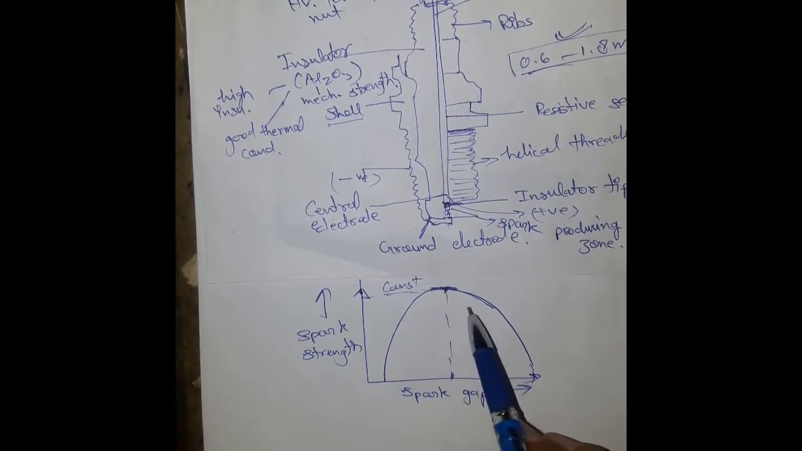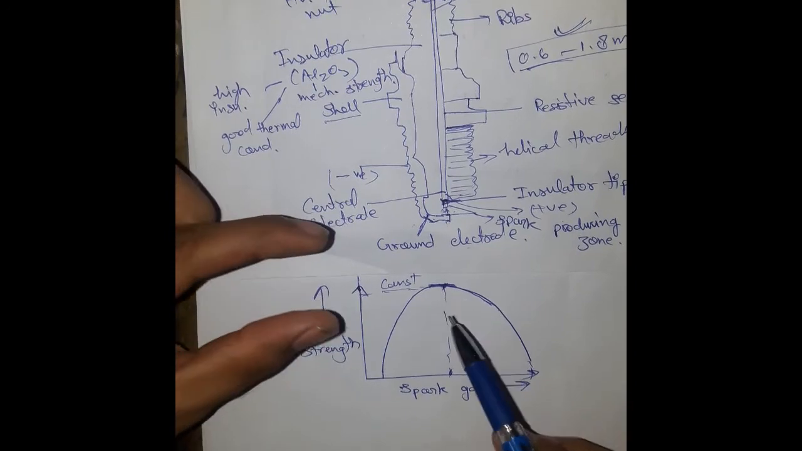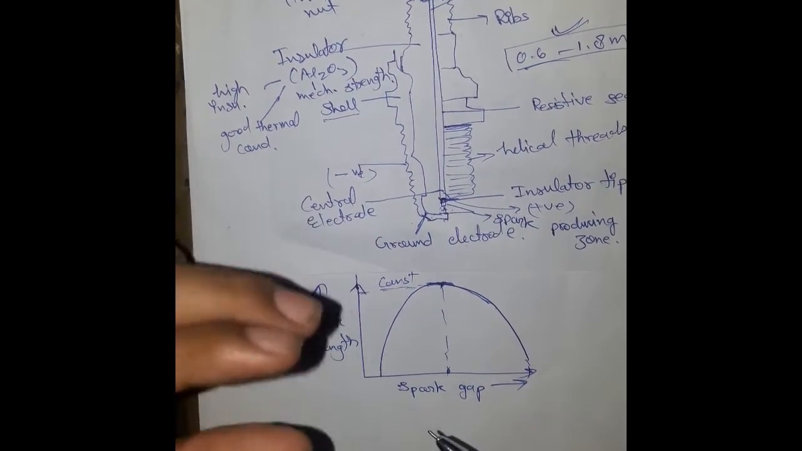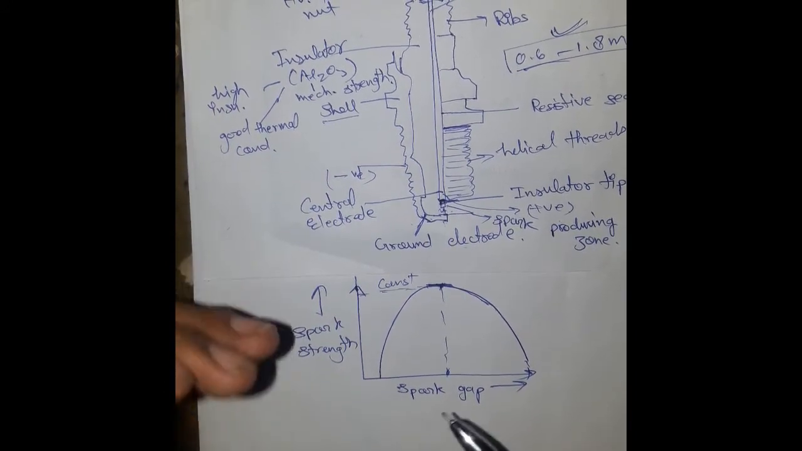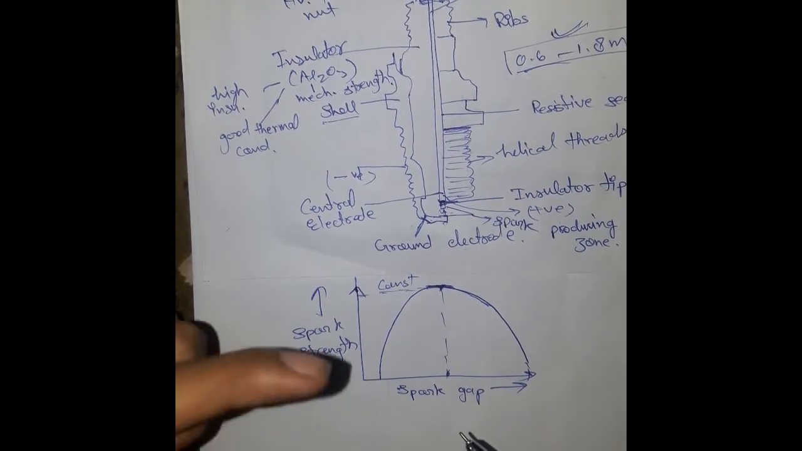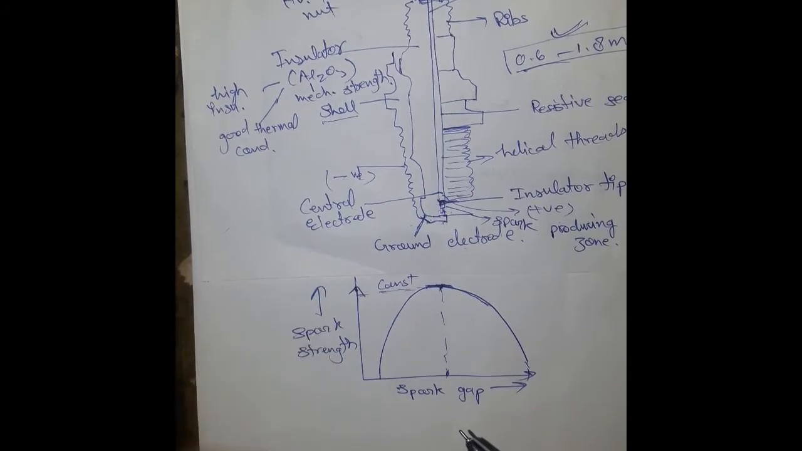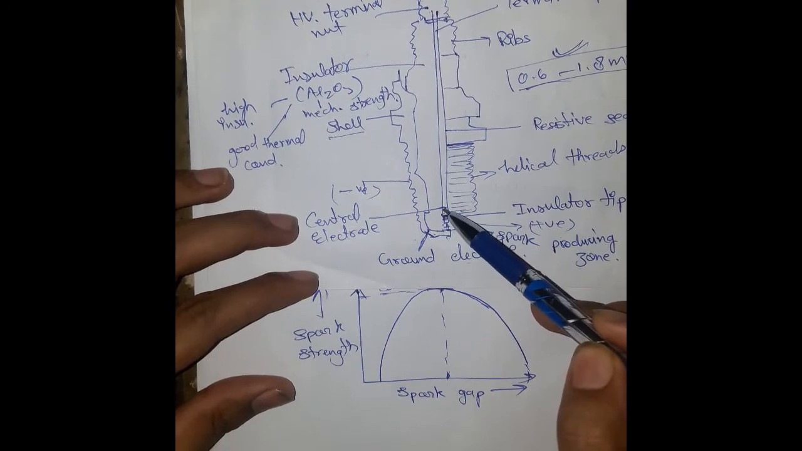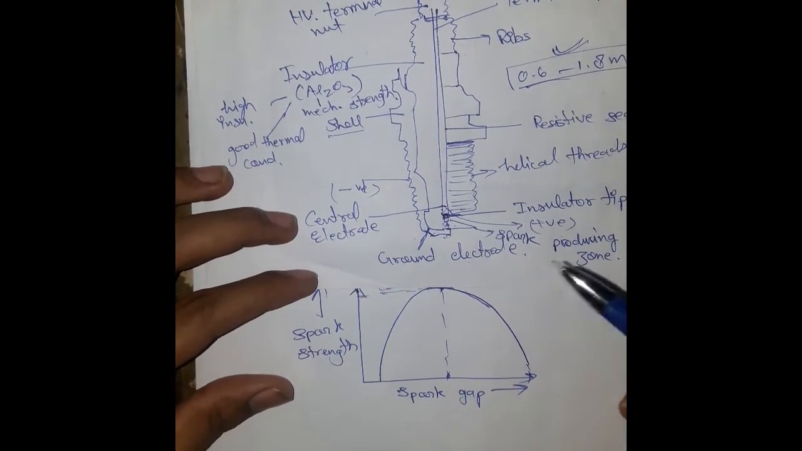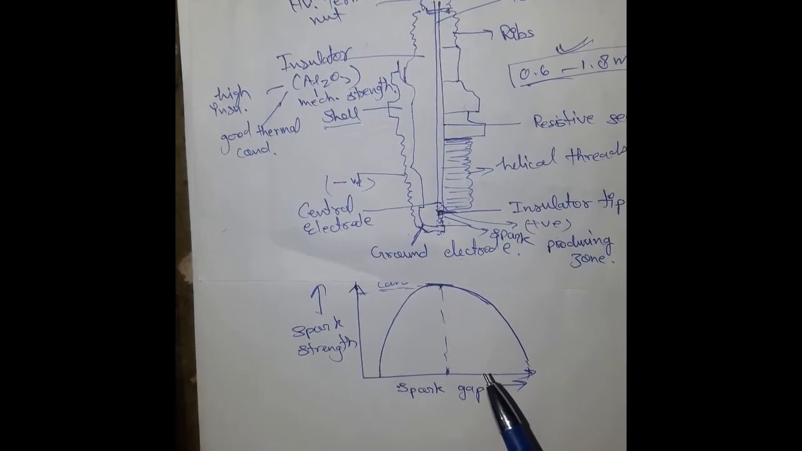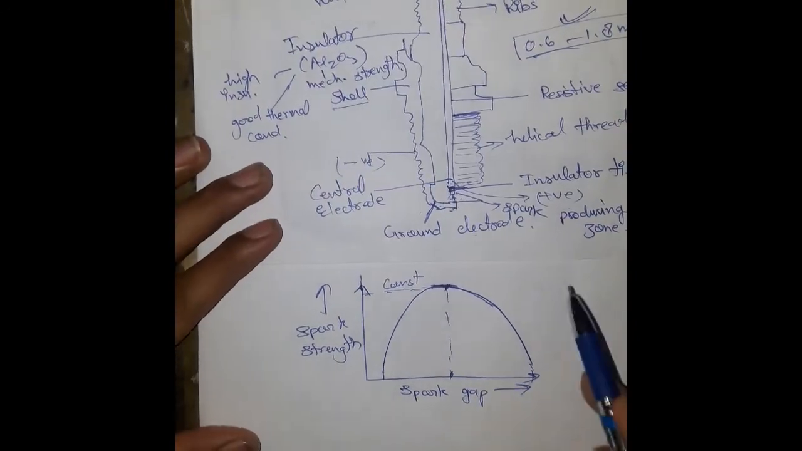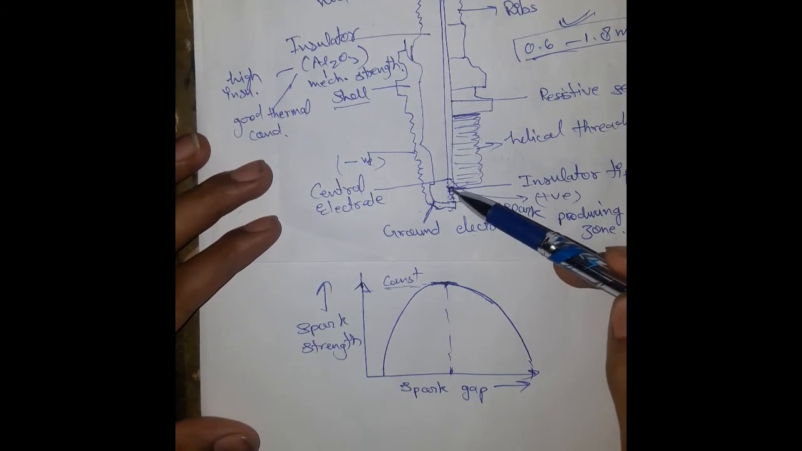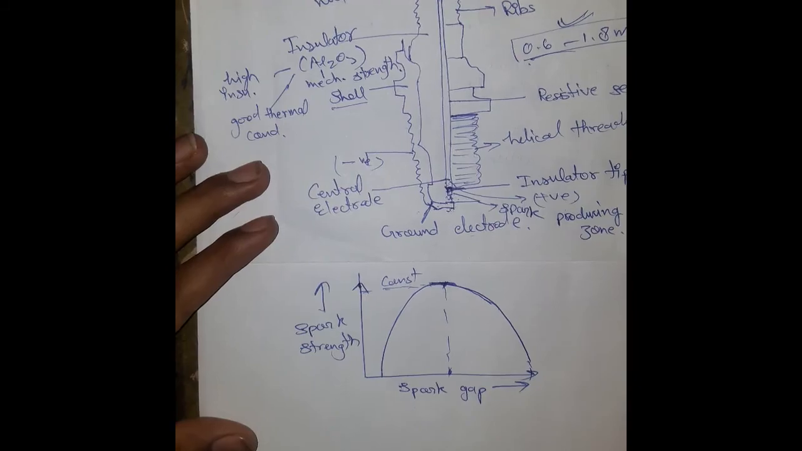Now what happens after that? After that, the air gap between the ground electrode and the central electrode becomes too much, and when this layer becomes too thick, the air offers much resistance, and the current or the spark is not able to propagate from the central electrode to the ground electrode. As a result, spark fails to be produced. So these are the two reasons that we need to ensure we maintain the gap between 0.6 mm and 1.8 mm.